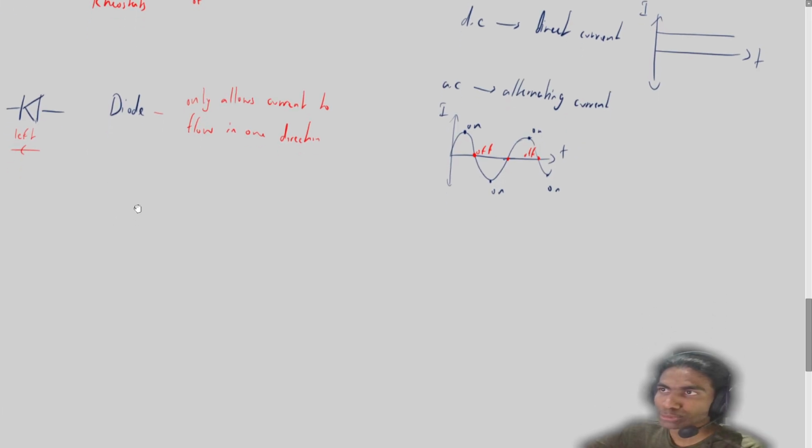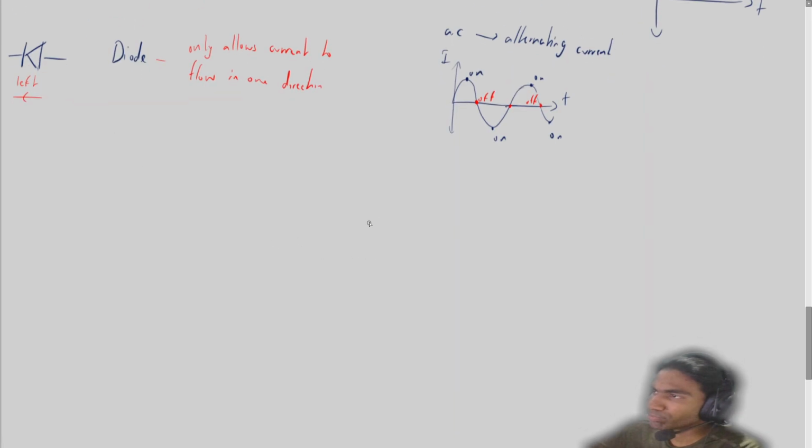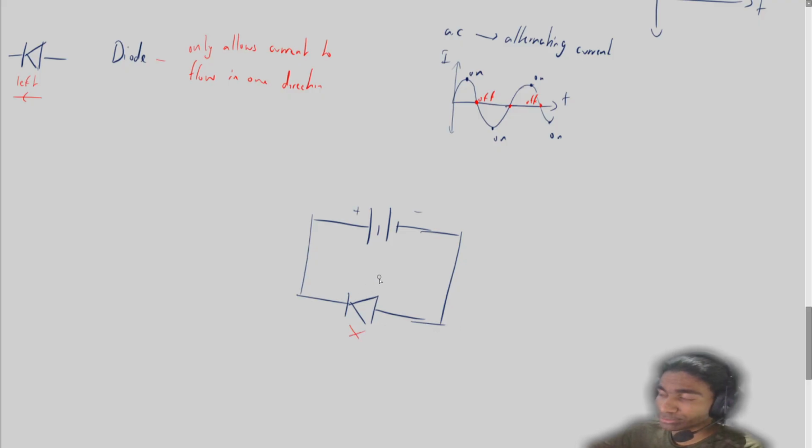So what that means is, if I have a diode and I attach it to a battery like this, okay? Now remember, in physics, current is defined as a positive flow of charge, right? So I've got the positive terminal here and the negative terminal here. If I have a diode like this, the circuit is not going to work in my notation, okay?